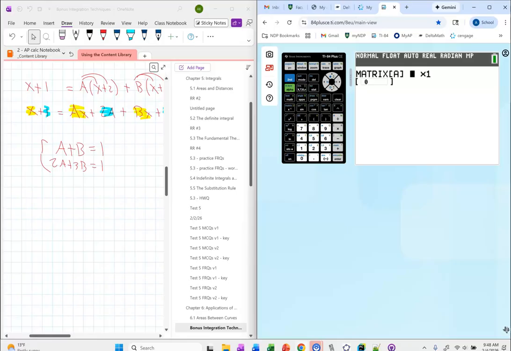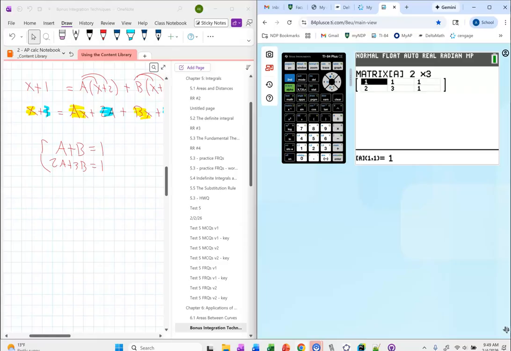We have 2 rows, 1 for each equation. And we're going to have 3 columns, 1 for the A, 1 for the B, and 1 for the solution. It'll always be n by n plus 1 when we build one of these. And I'm just going to type in the coefficients. Coefficient on A is 1, coefficient on B is 1, equals 1. Coefficient on A is 2, coefficient on B is 3, equals 1.